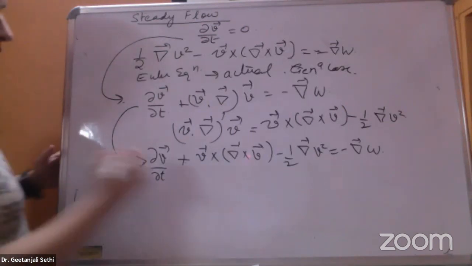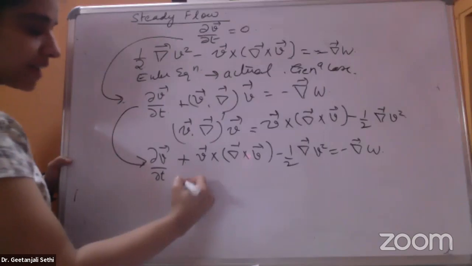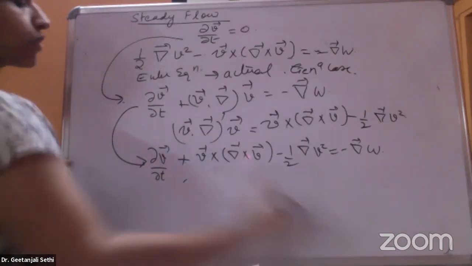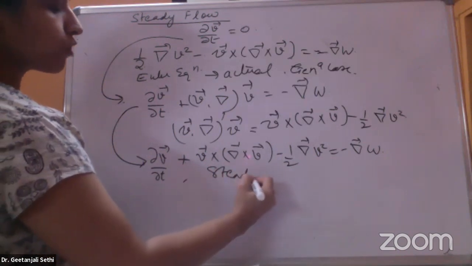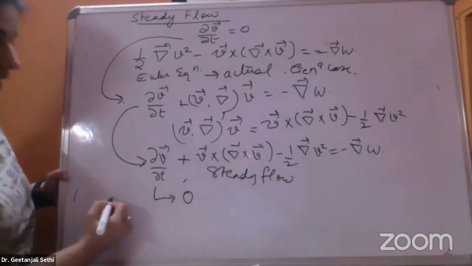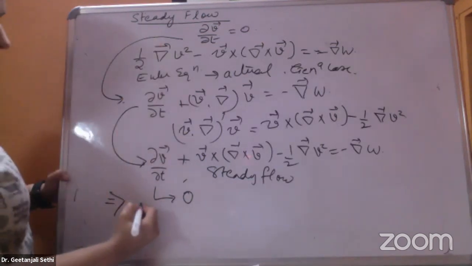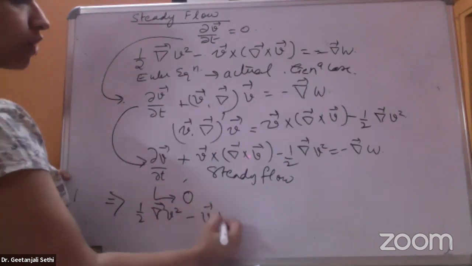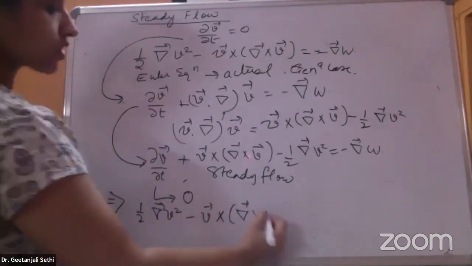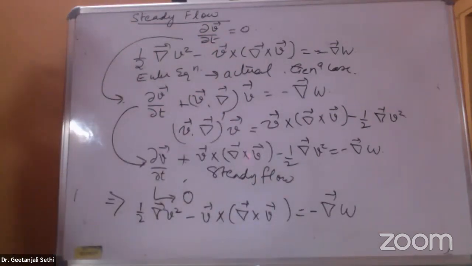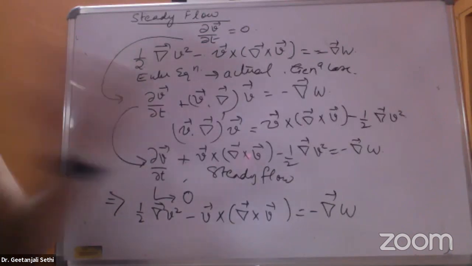Now for the steady flow case, not static case, for the steady flow case, this is 0. Hence I get half del V squared minus V cross del cross V equal to minus grad of W. I'll wait for a minute before I erase this.